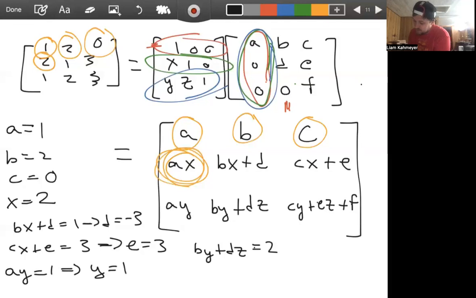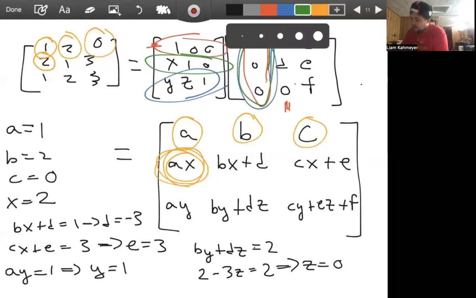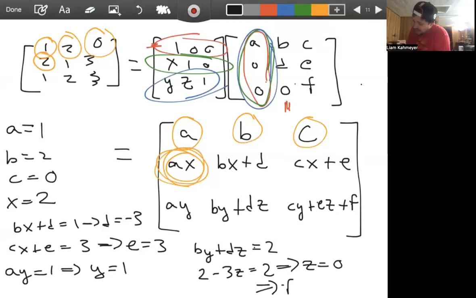And so then we would have BY, which is going to be 2 times 1. So 2 minus 3Z, because D is -3, minus 3Z equals 2. You subtract the 2 from both sides, that tells us that Z is going to be 0. And then lastly, we have that CY plus EZ plus F is equal to 3, but CY is 0 because C is 0, EZ is 0 because Z is 0, which means that F is equal to 3.